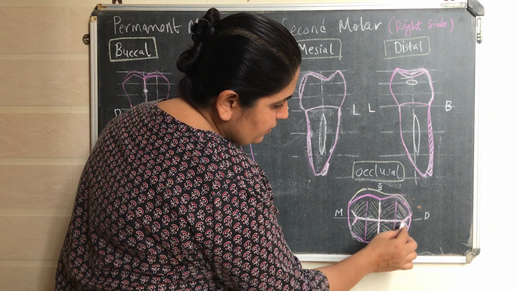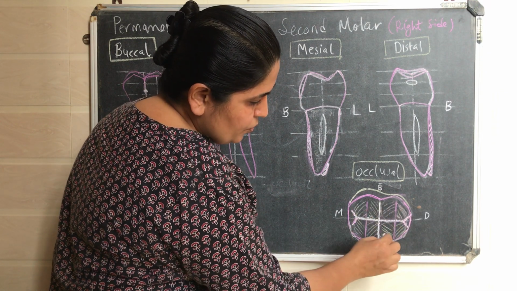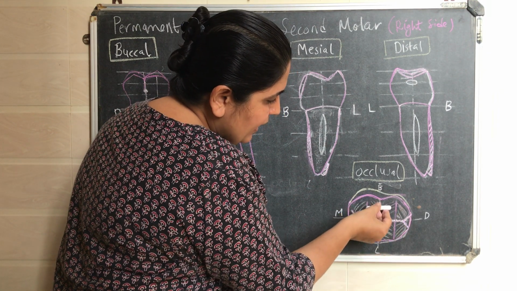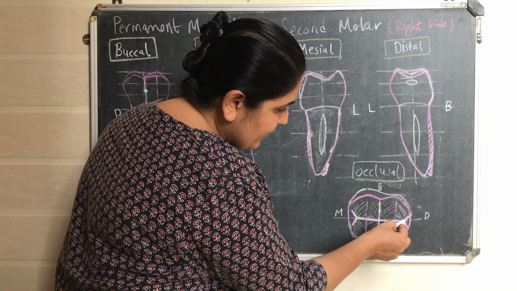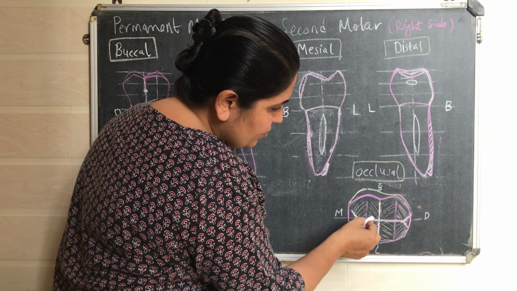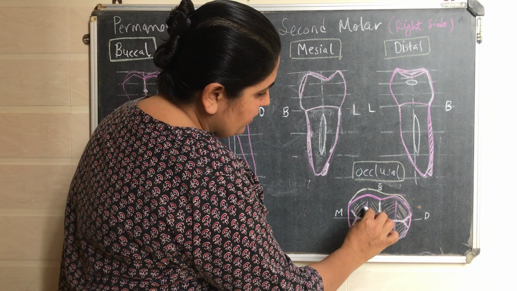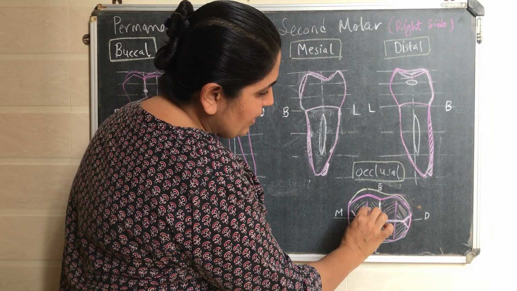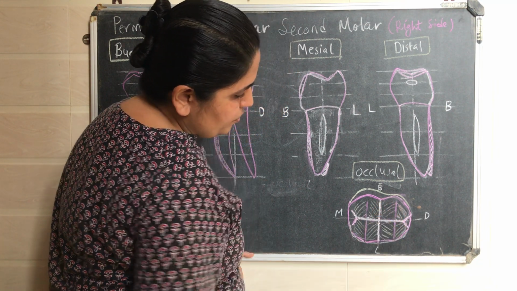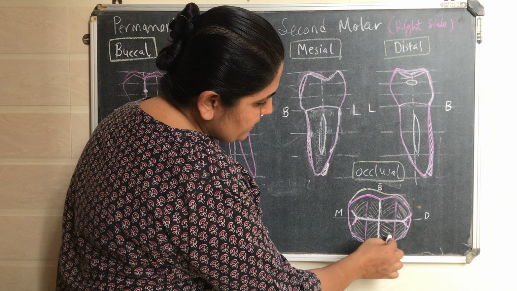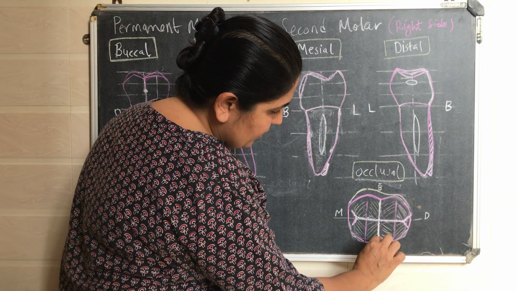Between these 4 cusps, you can see the developmental grooves. The buccal cusps are separated from the lingual cusps by a central developmental groove. This is the central developmental groove. The mesiobuccal cusp is separated from the distobuccal cusp by a buccal developmental groove. The mesiolingual cusp is separated from the distolingual cusp by a lingual developmental groove.